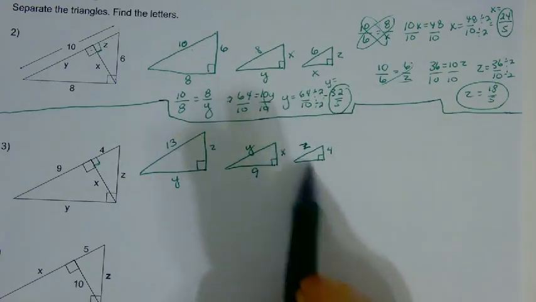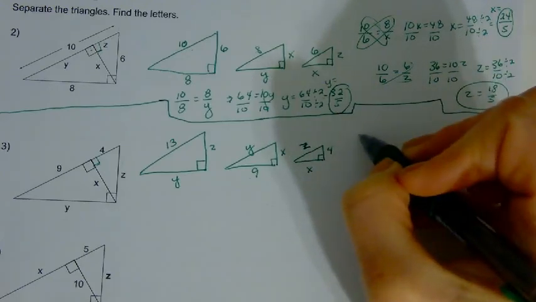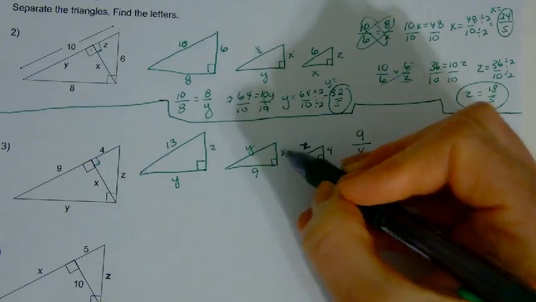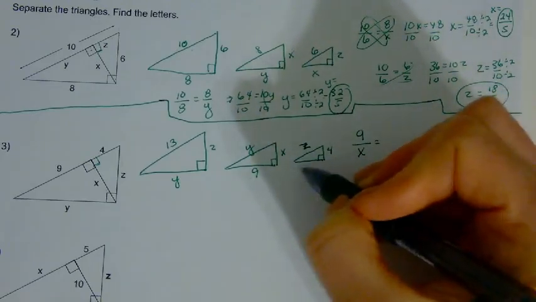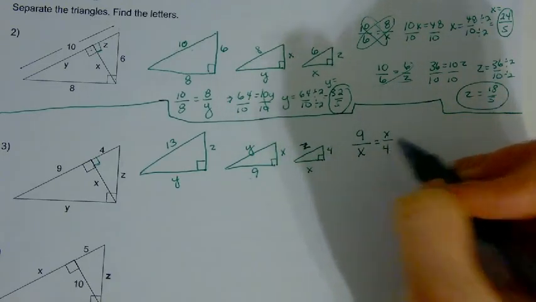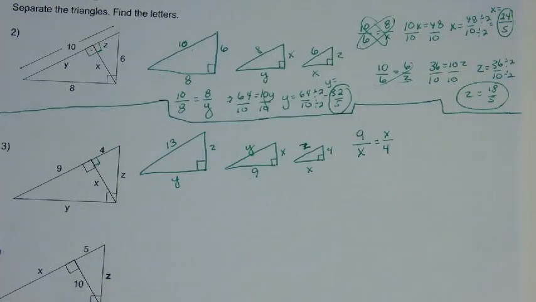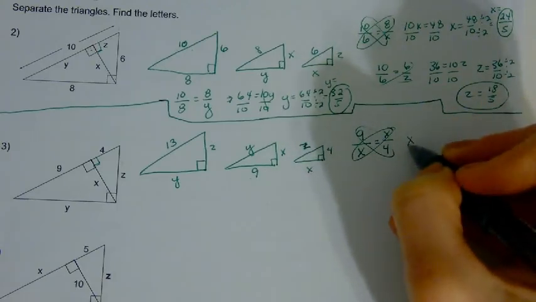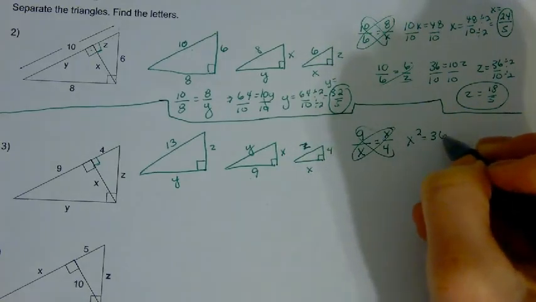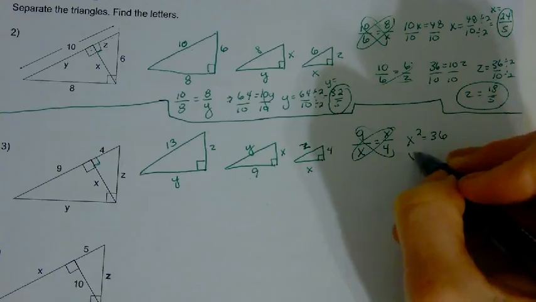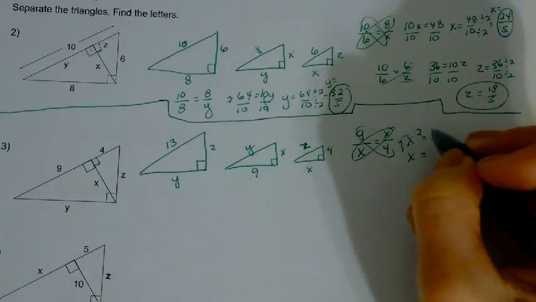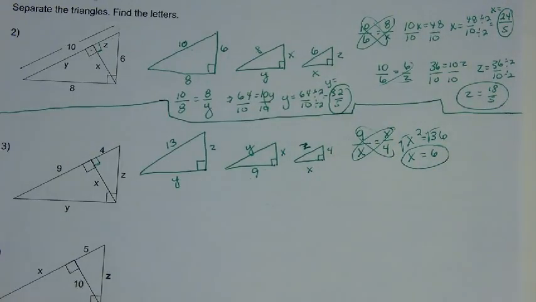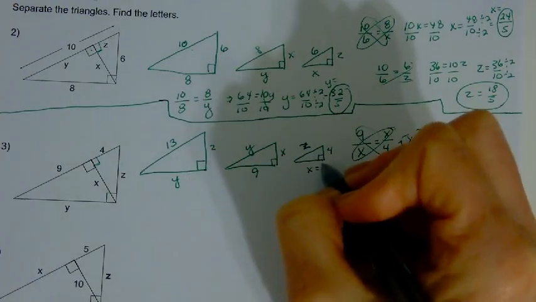So let's do that. Of course, it's going to create a geometric mean. So 9 is to x. I'm going to go from the long leg to the short leg, and then from the long leg to the short leg. And there's a ratio with just one variable, and that's our geometric mean here. So x squared equals 36. We take the square root. We're only using the positive root. Right? x equals 6. So x equals 6 and x equals 6.